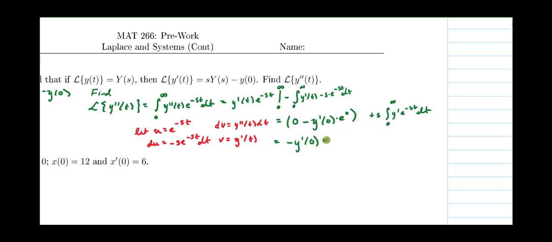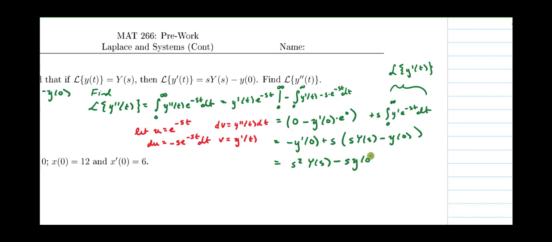and then here we'll have plus s times, and we've already shown that this is the Laplace transform of y prime of t, and we know that that is s times Y sub s minus y sub 0. If I clean up everything here, this is going to give me s squared Y sub s minus s y sub 0 minus y prime of 0. And here we have the Laplace transform of y double prime is this expression here.